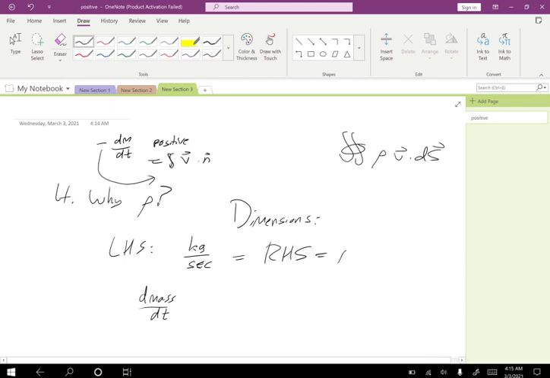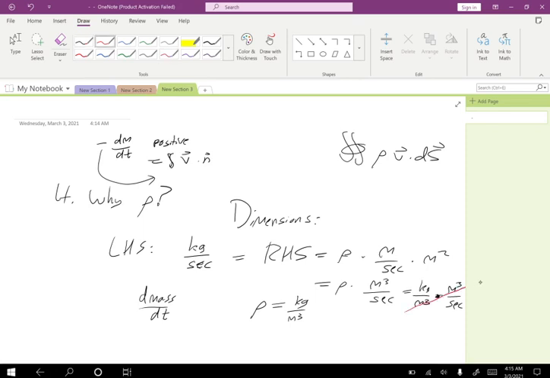So the right-hand side is rho times meters per second times meters squared. So overall, it's rho times meters cubed per second. And so our choice of density, of course, is mass divided by volume, so kilograms divided by meters cubed. And we have the desired cancellation of the dimensions. So rho is the right choice to be there. If we didn't have the rho, it would not correspond to dm dt. That's why rho is there.